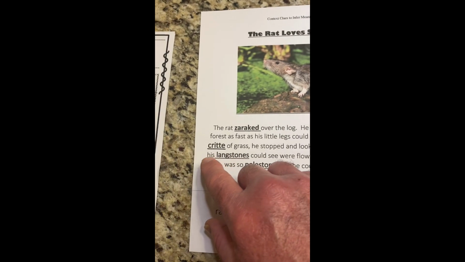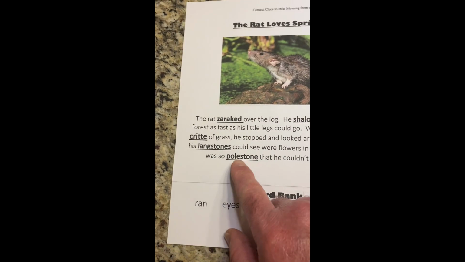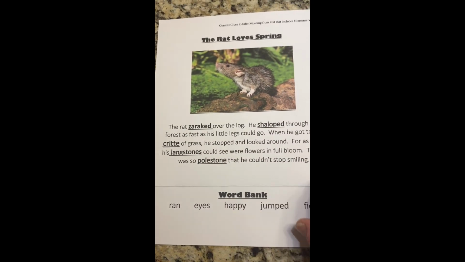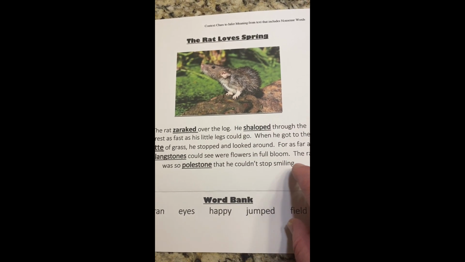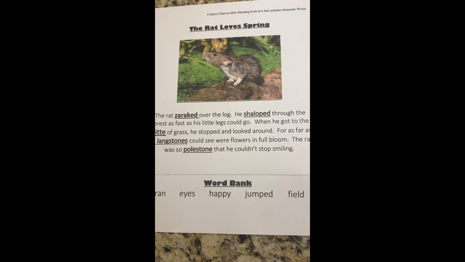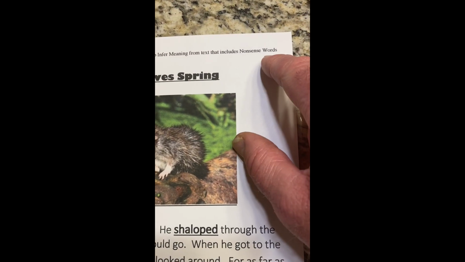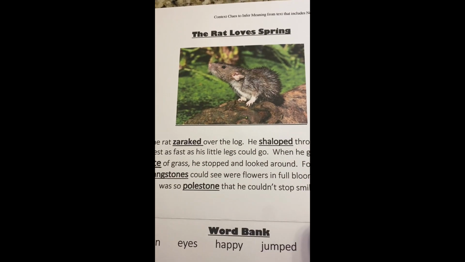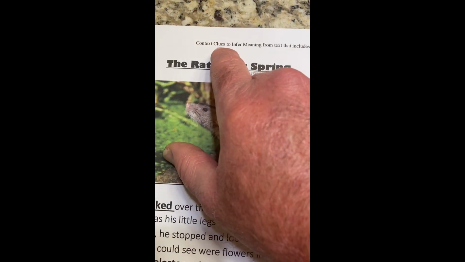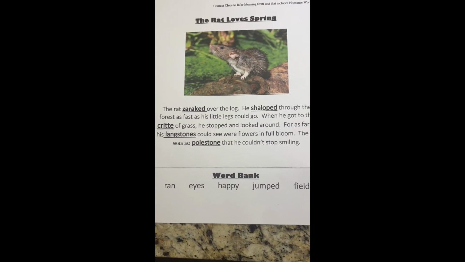For as far as his Langstones, that might be the easiest one, his eyes could see. For as far as his eyes could see were flowers in full bloom. The rat was so polestone, or happy, that he couldn't stop smiling. So even with nonsense words, words that mean nothing at all, we can actually infer meaning. We can use context clues to understand what the author is trying to say.